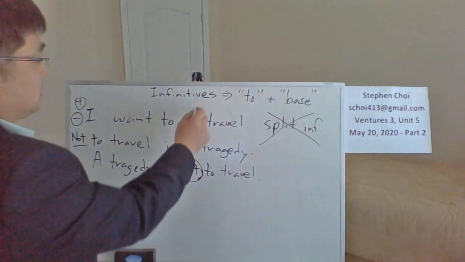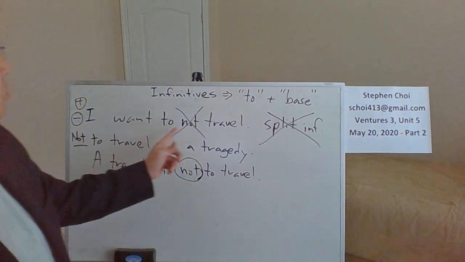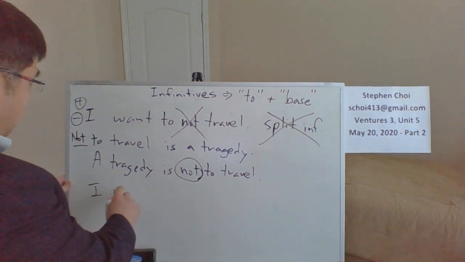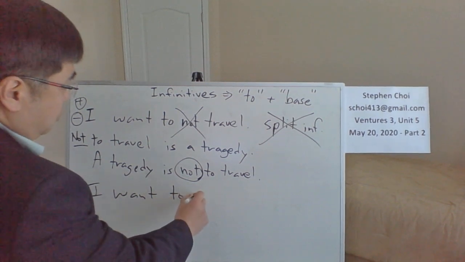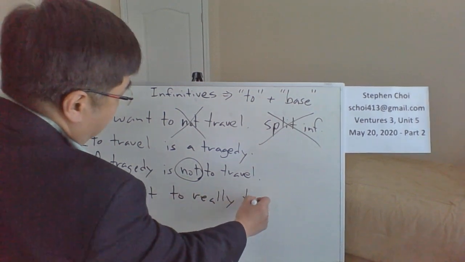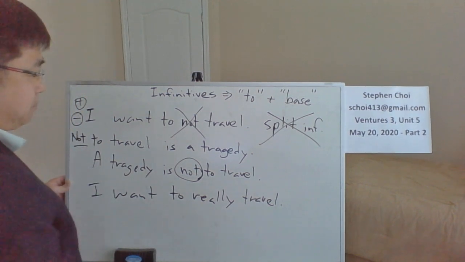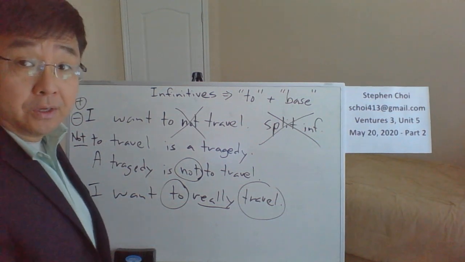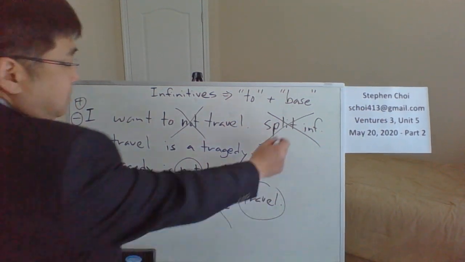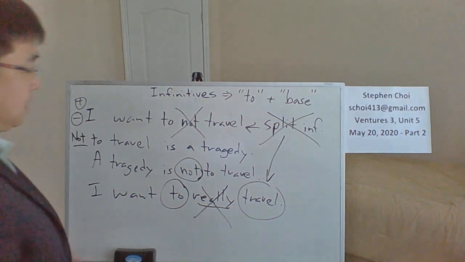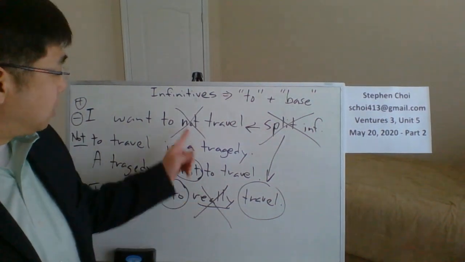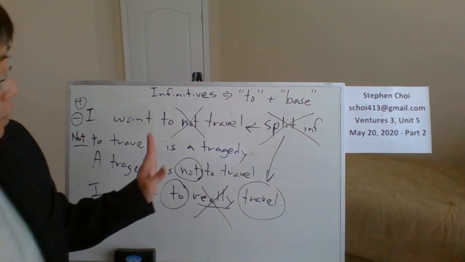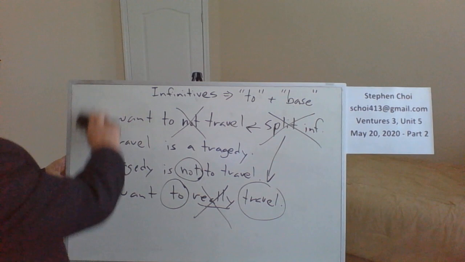There are some exceptions, but in general, just remember, this is not good grammar. You don't want to say, I want to not travel. Or if you say, I want to really travel, this is another split infinitive. You put the really between the two infinitive words. So try to avoid putting words in between infinitive forms. All right, that's what I wanted to talk about in the last video.